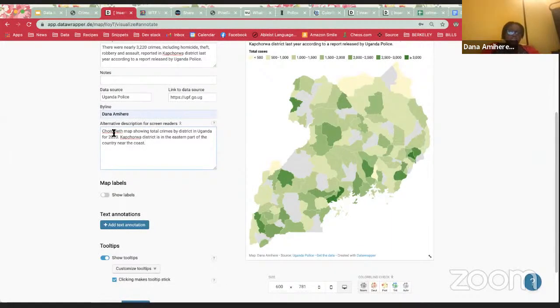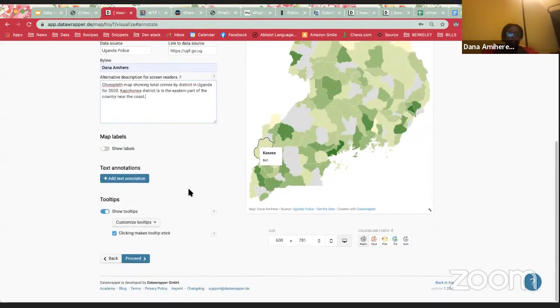So I am saying that it is a choropleth map showing the total crimes by district in Uganda for 2020. And then I'm saying what district and where that district is, so that someone who couldn't see this map still gets the information that the map has in a general way. So I'm telling them what type of map it is, what the map is of, and what the high point is: the district that has had the total number of crimes, and where that district is, which is the eastern part of the country, close to the coast.